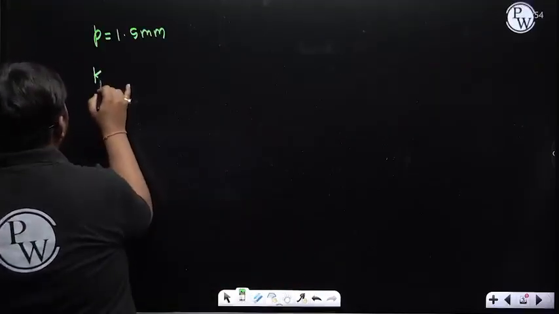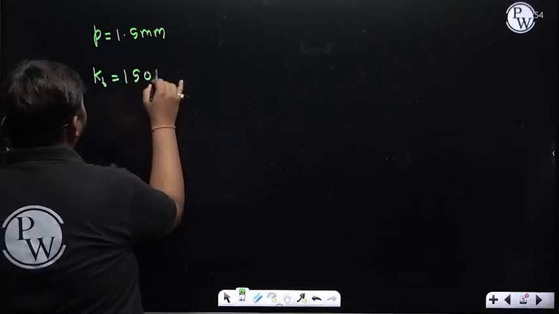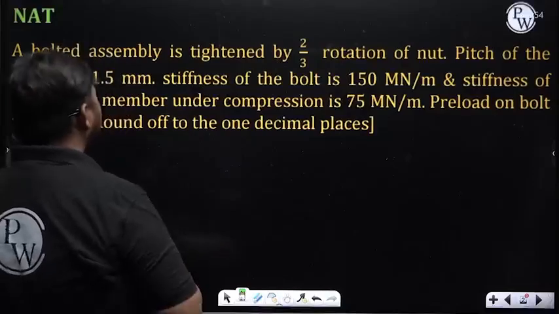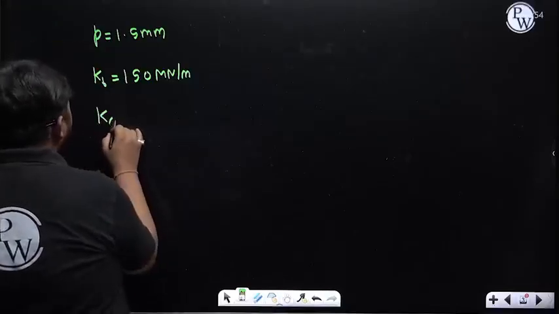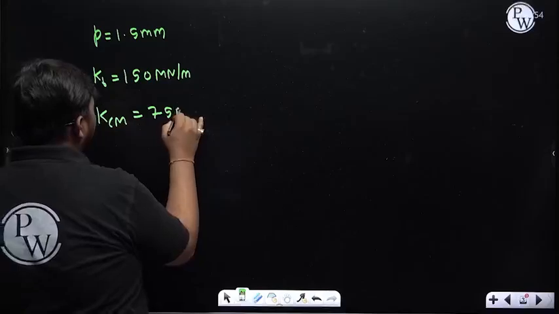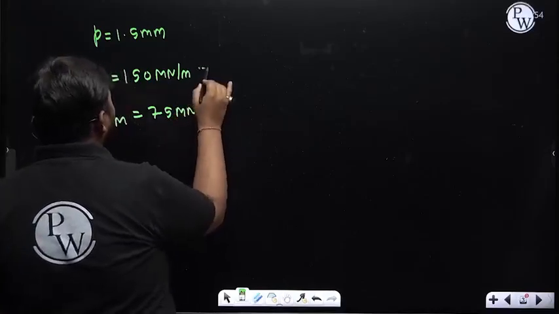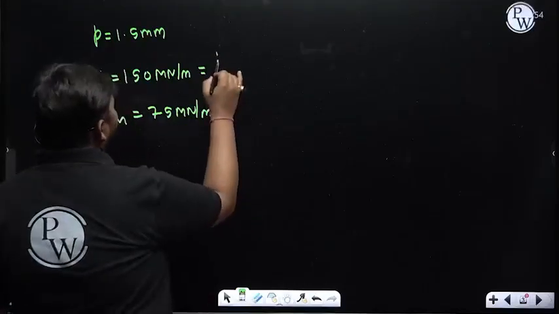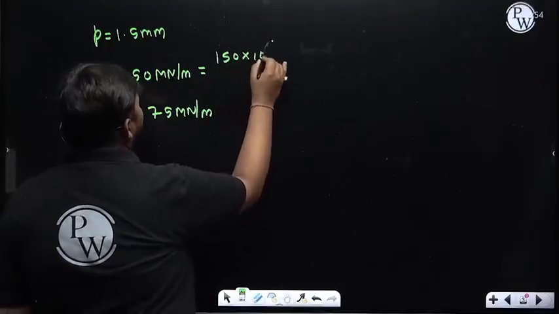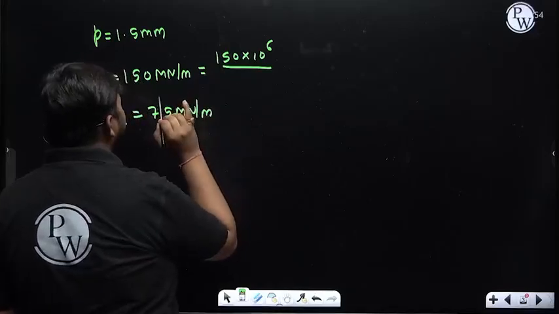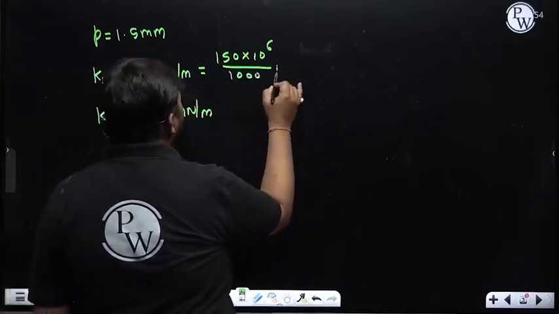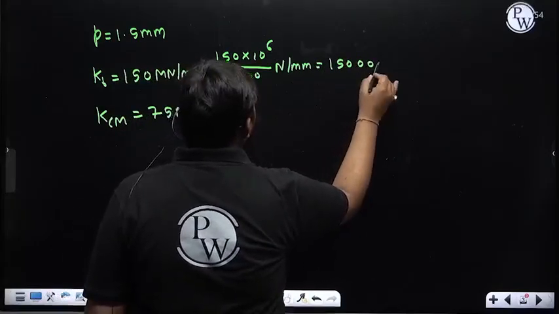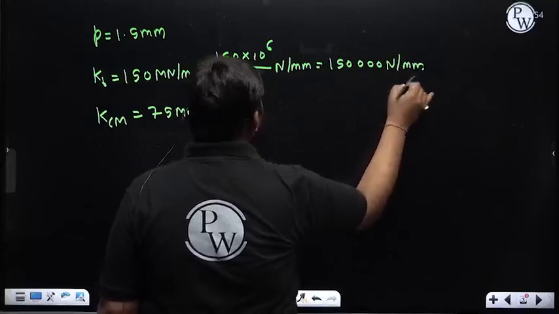Suppose that I am denoting it as kb. So kb is given as 150 mega Newton per meter. Now the stiffness of the connecting member under compression is 75 mega Newton per meter. If you want, you can convert this into Newton per mm. 1 mega Newton is 10 to the power 6 Newton, divided by 1 meter which is 1000 mm. So in Newton per mm it will be 150,000 Newton per mm. You can check the calculation.